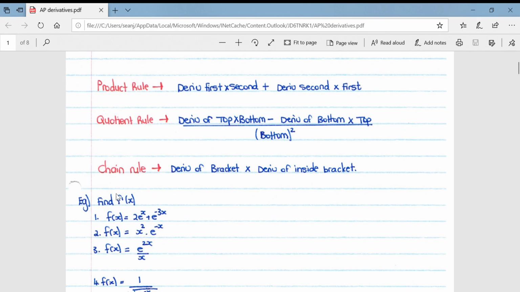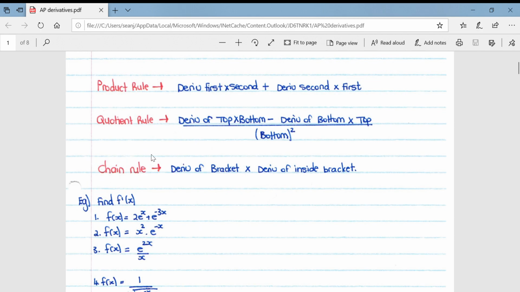Then the chain rule is probably the simplest of them all. It's when you're given a bracket with a power: derivative of the bracket multiplied by the derivative of the inside of the bracket. If that all sounds a bit weird to you right now, we will go through some examples just now which will illustrate these rules practically.